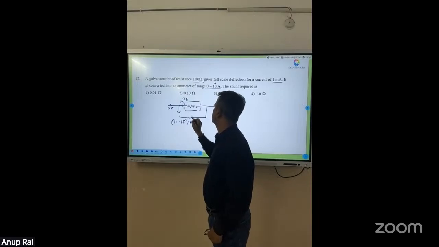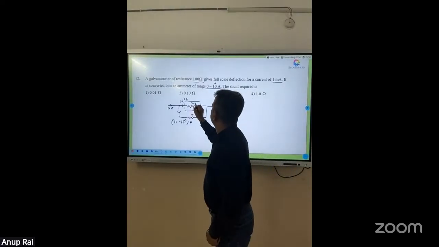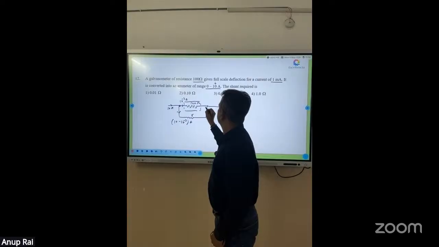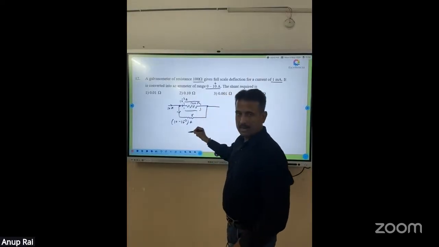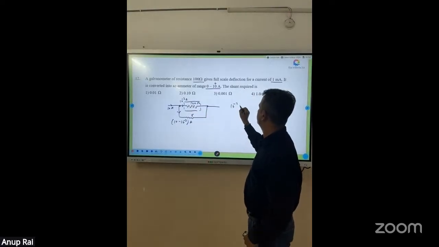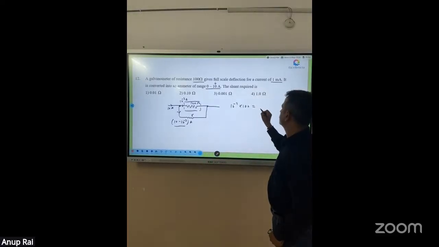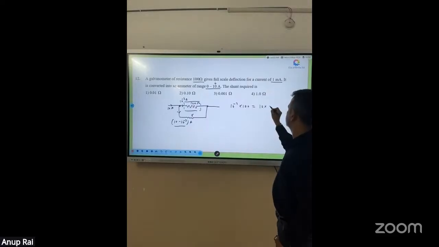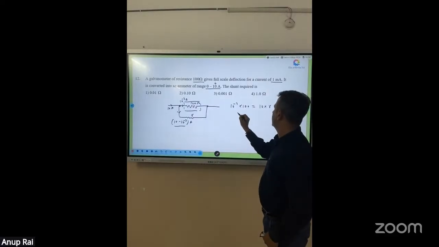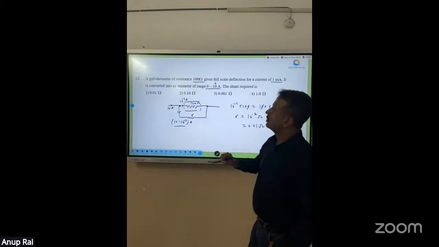Let's say this resistance is smaller, and we need to calculate it. The galvanometer resistance is 100 ohm. Since the galvanometer resistance and the shunt resistance are in parallel, the potential difference should be the same. So 10^-3 into 100 must be equal to approximately 10 ampere times the small resistance. So R is equal to 10^-2, which is 0.1. So the answer will be 1.